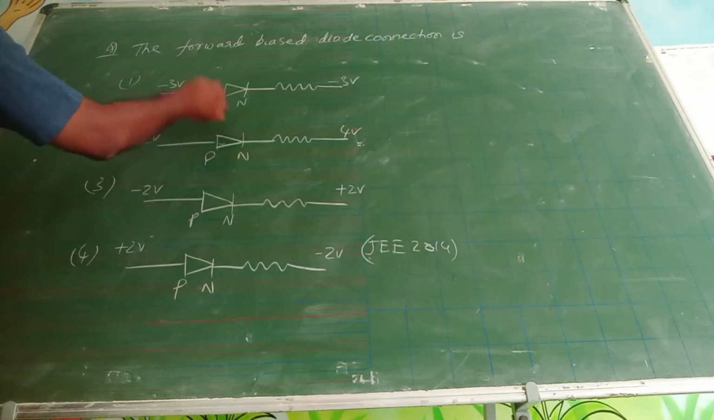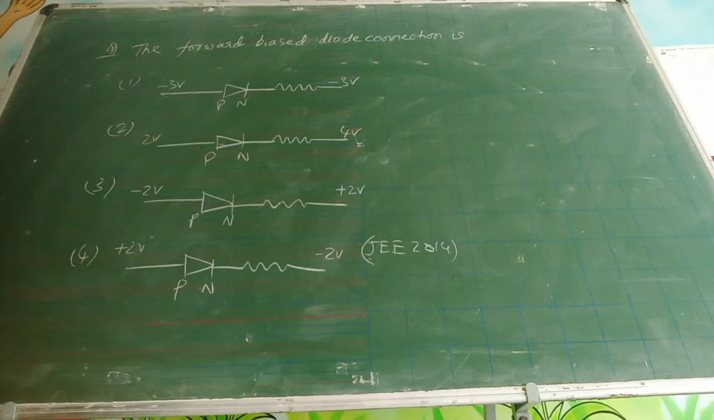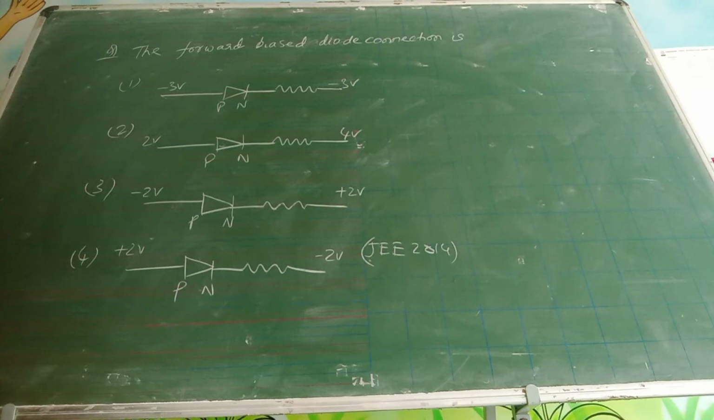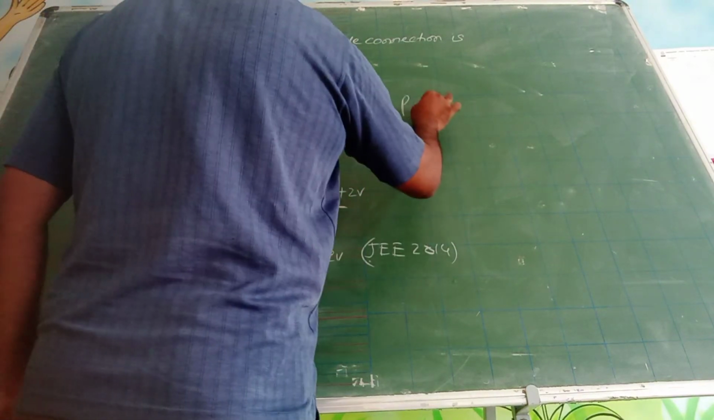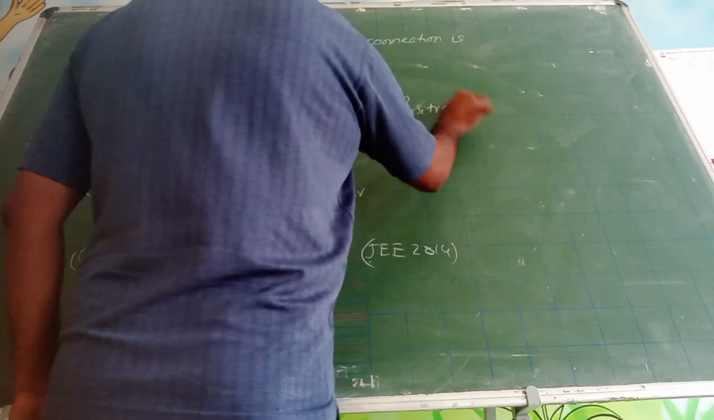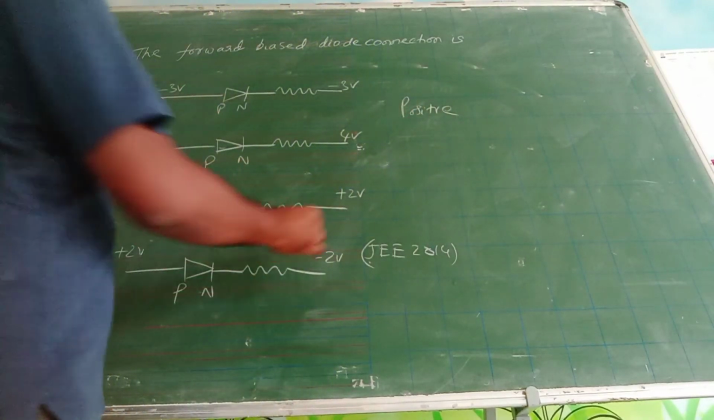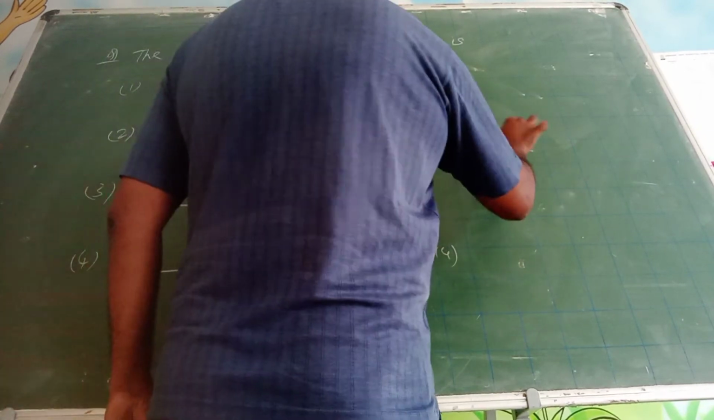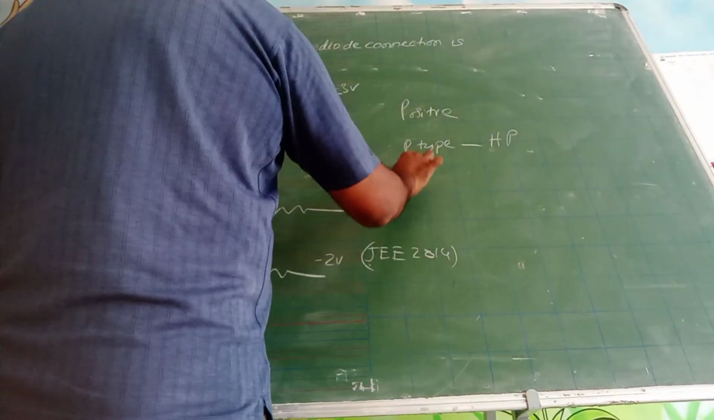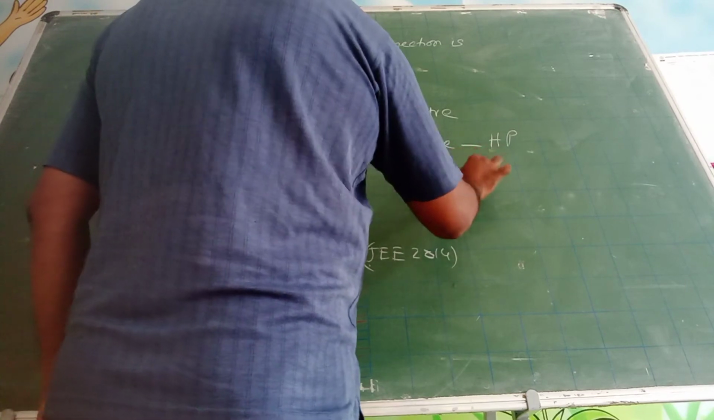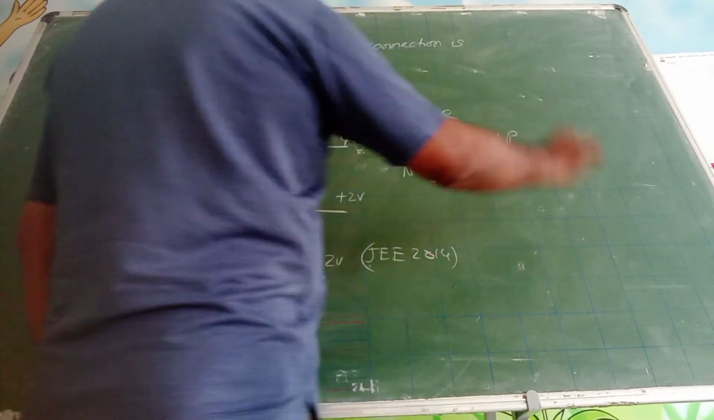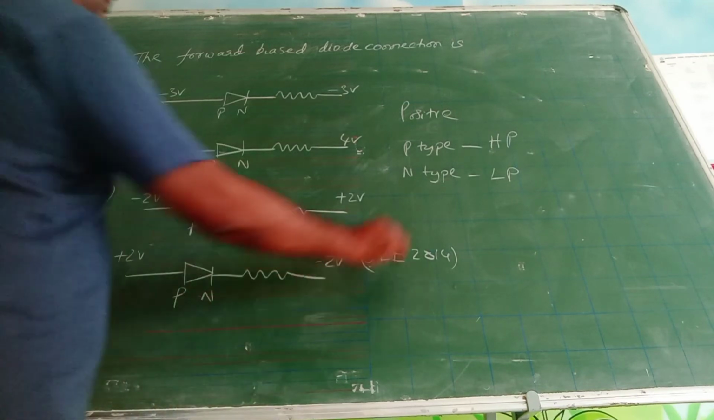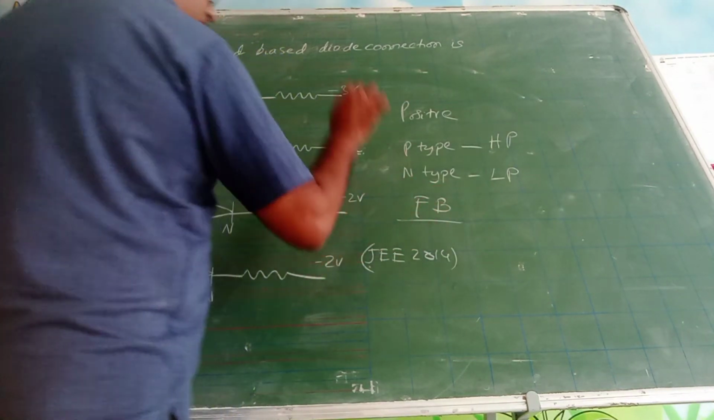So positive has to be connected to the positive, negative to the negative. No, positive has to be connected to the higher potential. Positive means P type, don't call it positive. P type should be connected to the high potential and N type should be connected to the low potential. That is called forward biasing.